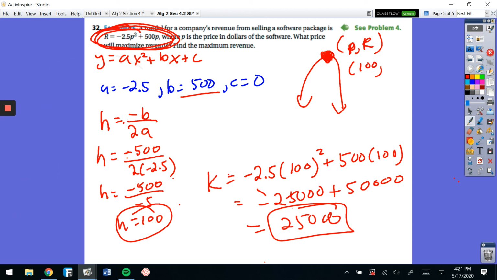Check this out. Whoa. So the way I would answer this in a sentence is I would say the price that maximizes revenue is $100, and the maximum revenue is $25,000.